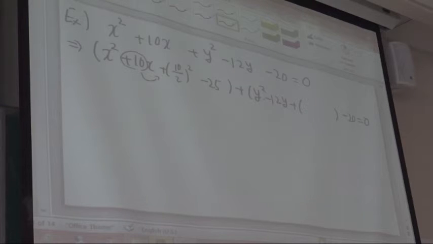Now for this y term, take this -12 and divide it by 2 and square that. This is a -6. -6 squared is 36.